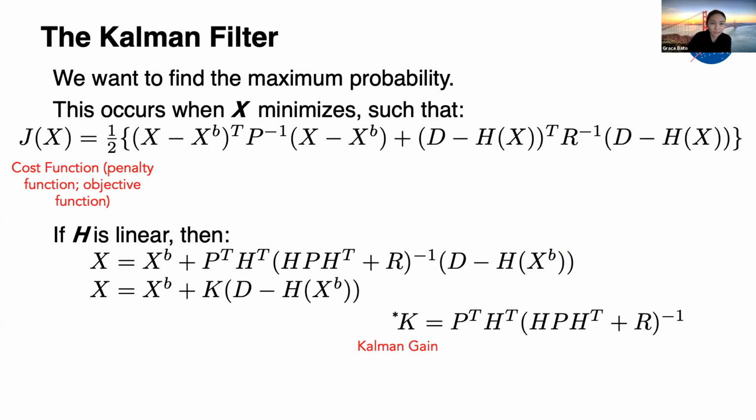For the Kalman filter, if you assume that the model and the observation operator are linear, then this cost function simplifies to this one. This is your background state estimate, and you have this factor here, and this one is the difference between your data and your model forecast. This factor I would just simplify to K, and in data assimilation, we call it the Kalman gain. The Kalman gain is the magnitude by which your observation corrects the background estimate or your model forecast.